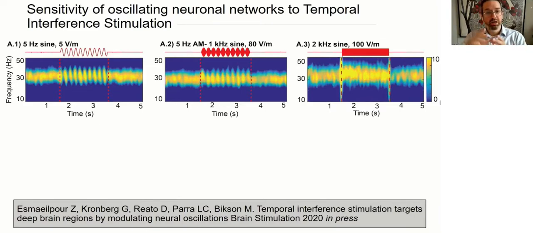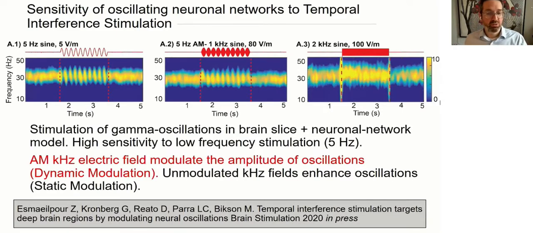Now we can also apply modulated kilohertz, that's in A2, or unmodulated kilohertz, fixed amplitude kilohertz. That's what you see in A3, and this being a slice, we can co-vary a lot of different parameters: intensity, modulation frequency, carrier frequency, and so on. But generally, this is what we found. We found this in this rat hippocampal slice model of oscillations and in a computational neuronal network model of the same system. We found, as we predicted, high sensitivity to low frequency stimulation. High sensitivity means you don't need a lot of volts per meter.